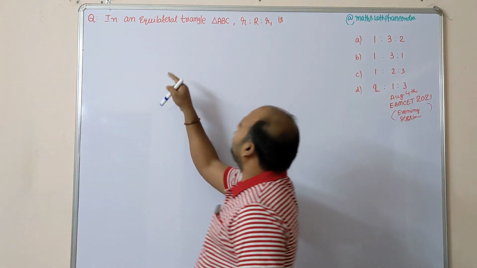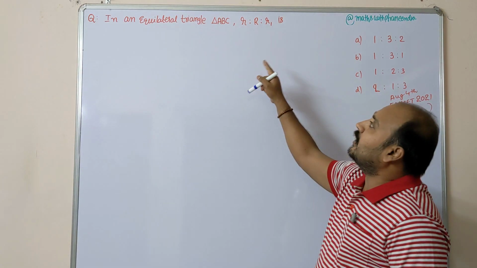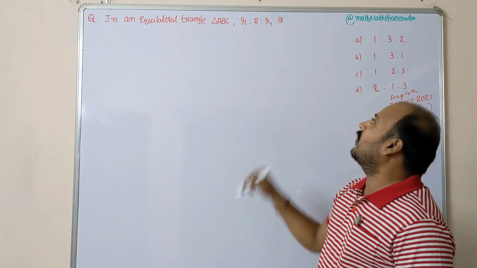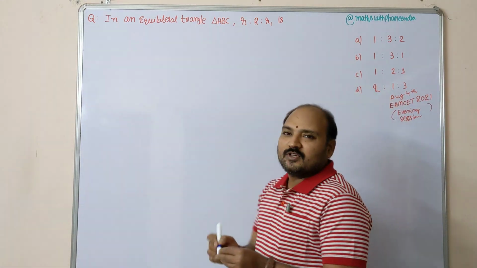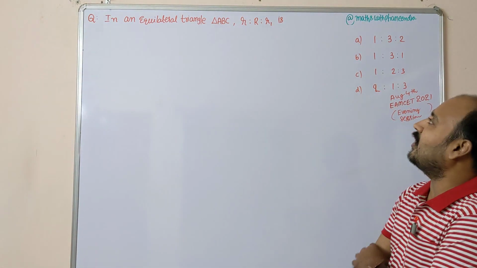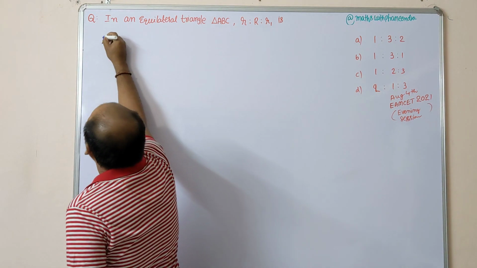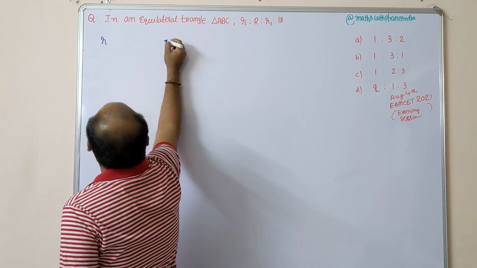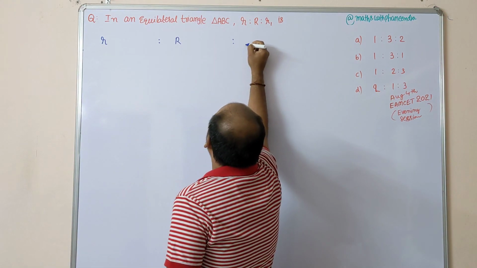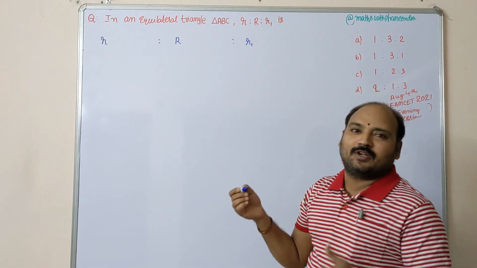Now the question here: in an equilateral triangle ABC, find r : R : r1. So first we need to know the values of small r, capital R and r1. Here they are asking for the direct ratio only, so I am writing r is to R is to r1.